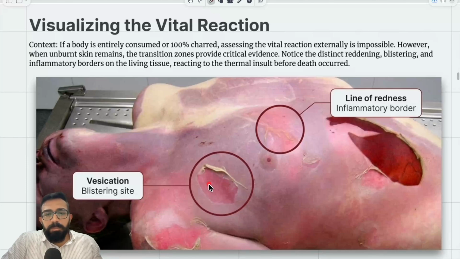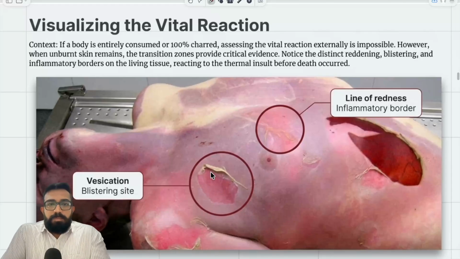And how's the base of the broken blister? The base is red. That indicates that these burns were antemortem burns because inflammation had set in. These are not postmortem burns. This is the interpretation we can get by seeing this picture.